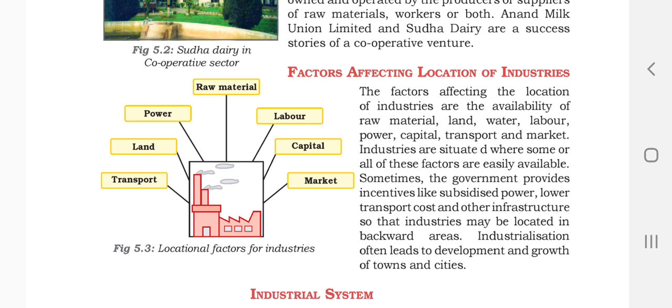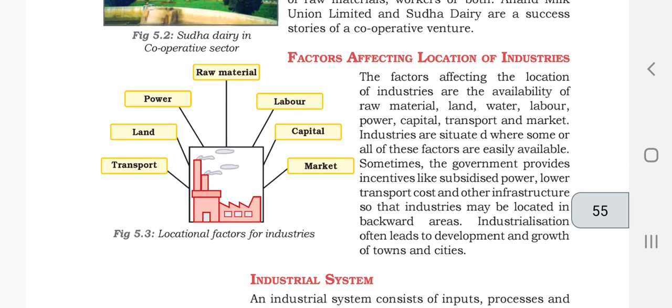The factors affecting the location of industries are availability of raw material, land, water, labor, power, capital, transport, and market. Industries are situated where all of these factors are easily available. Sometimes the government provides incentives like subsidies, power, lower transport cost, and other infrastructure, so that industries may be located in backward areas.